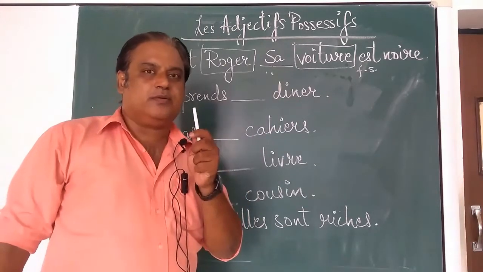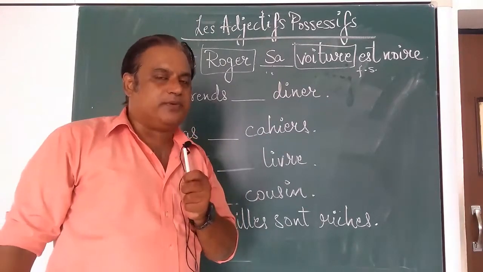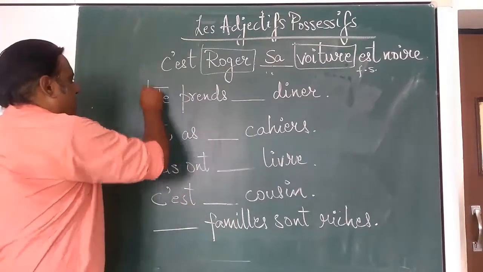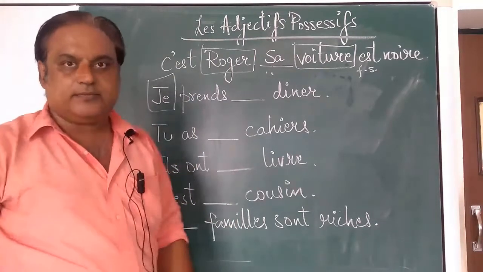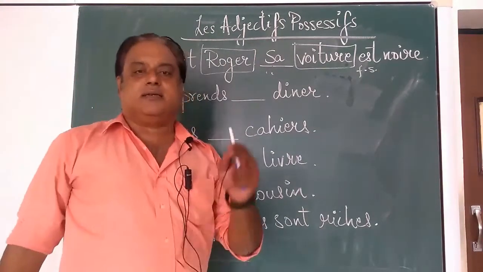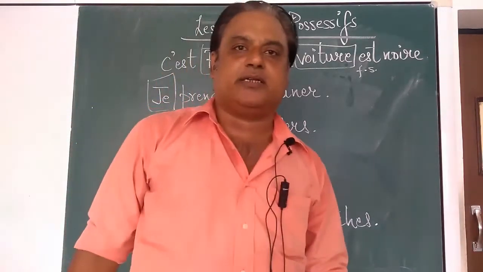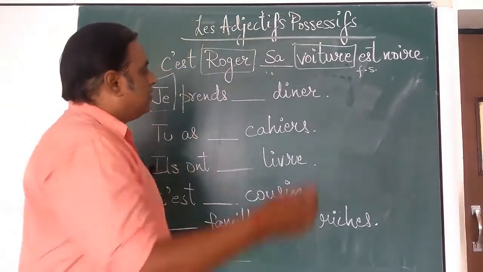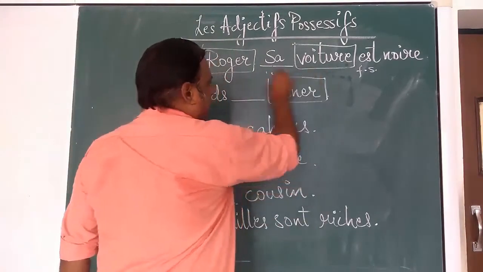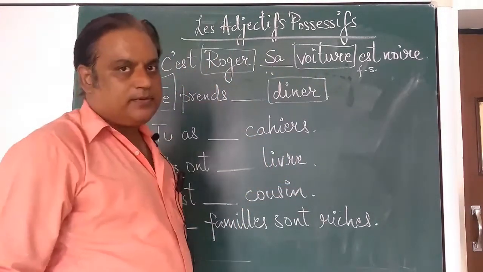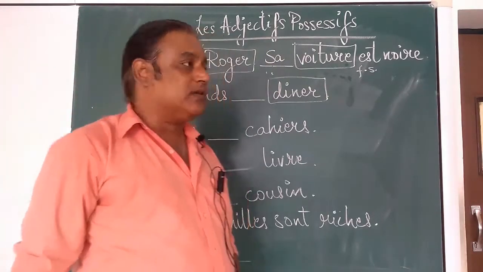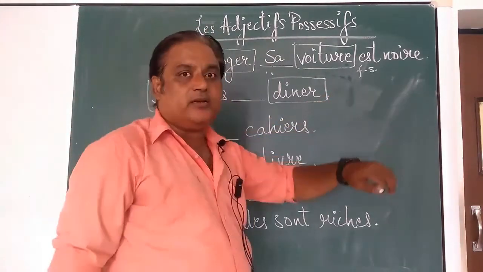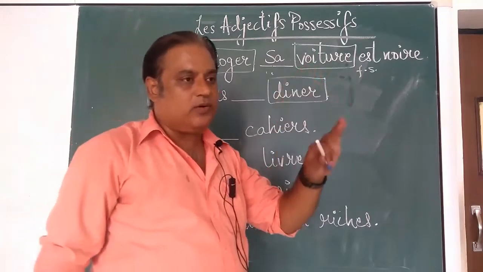The first rule: see if any subject person has been suggested. Je has been suggested. So je has three possessive adjectives associated with it: mon, ma, and mes. The object is dîner. The second step, find out the object. The third step, find out whether it is masculine or feminine, singular or plural.